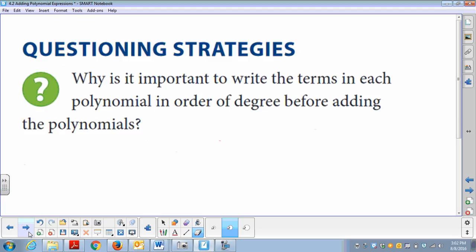Okay, now let's take a look at a couple of questions to reflect on what we've done. Why is it important to write the terms in each polynomial in order of degree before adding the polynomials? And degree means what it's raised to. Is it cubed? Is it squared? Is it to the single power? Is it a constant? So why is it important to write those together?